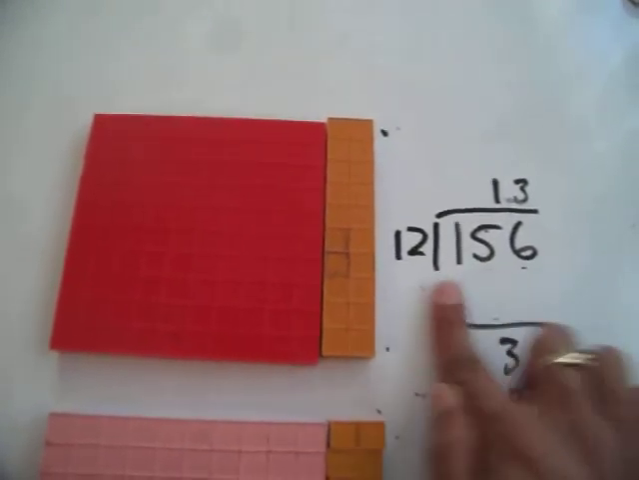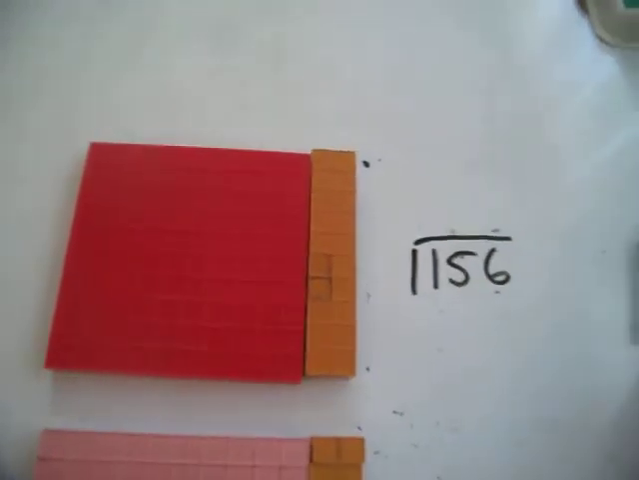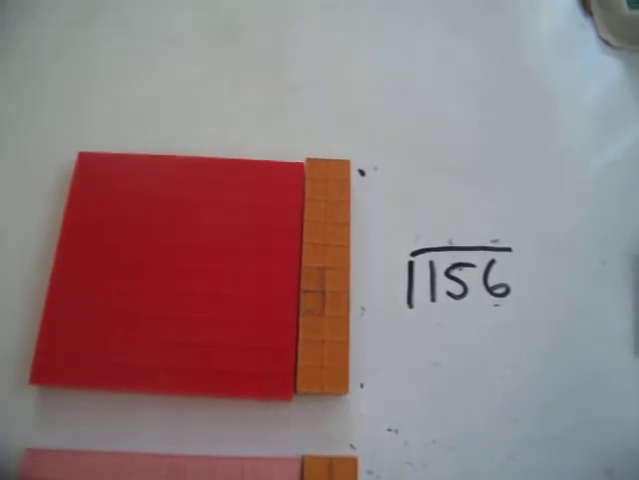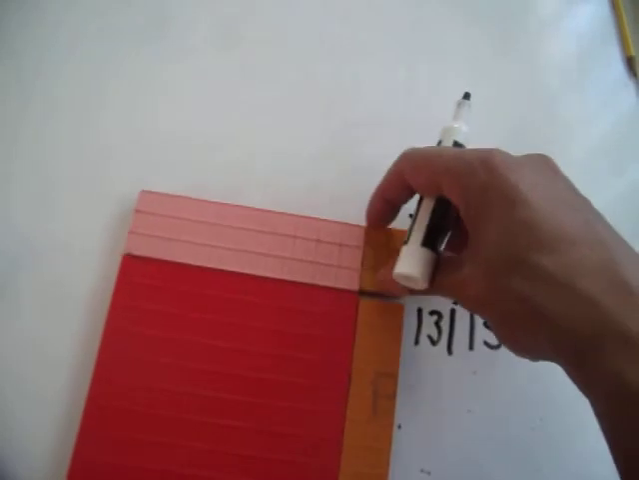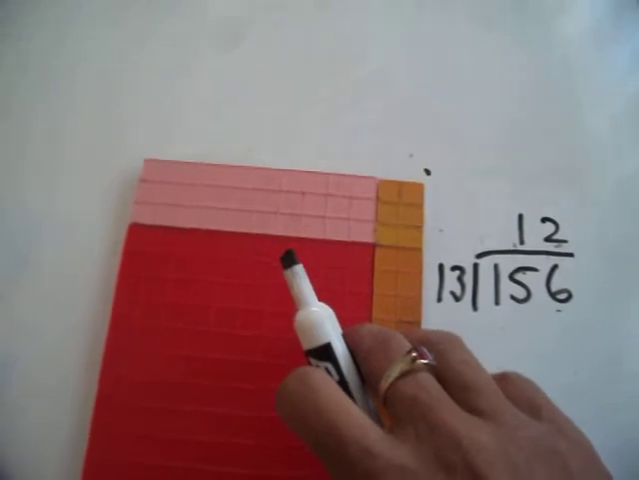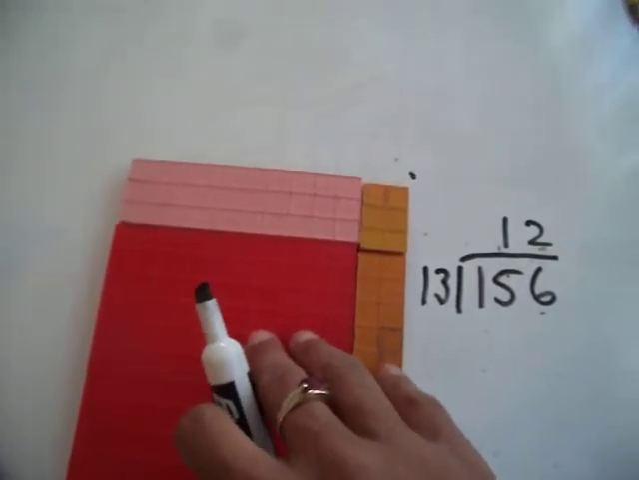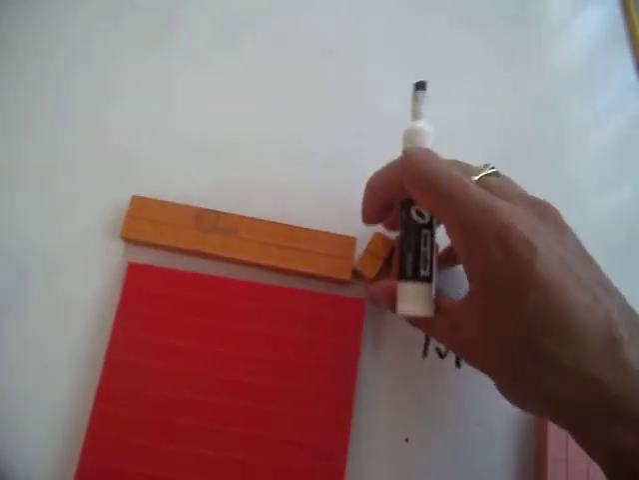Okay, one other thing. Let's look at this again, and change the problem around. What if I put 13 over there instead of 12? Here is 13, and 12. And again, the problem is: 13 is contained in 156 how many times?